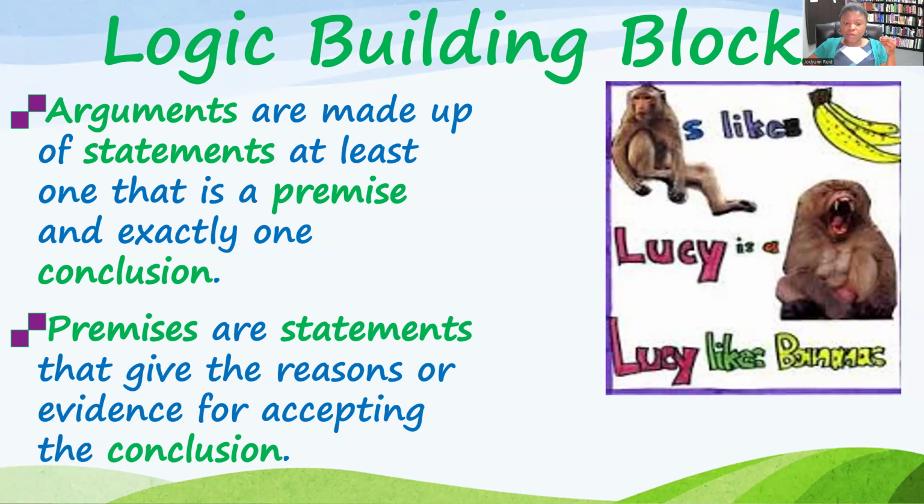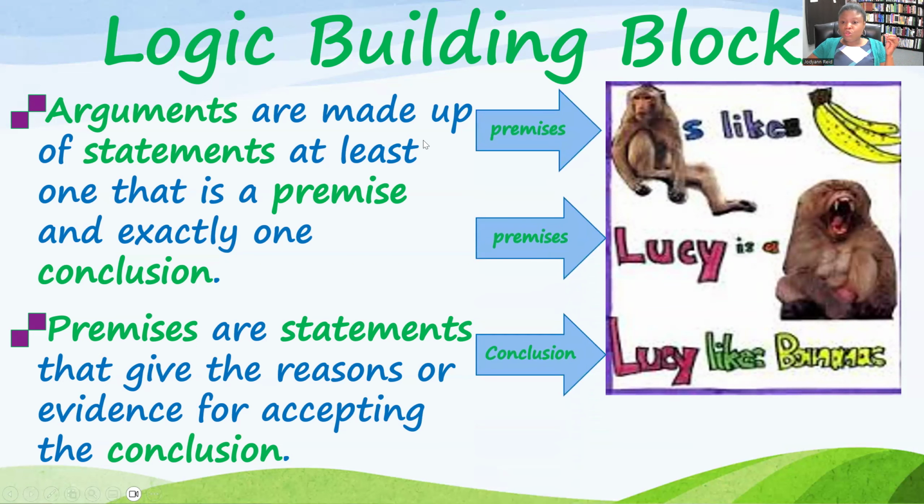The other thing that I want you to use this example to refresh is that two of these statements are functioning as premises. Why? Because they are giving you the reasons for accepting that Lucy likes bananas. And the conclusion that you should accept, if you follow the logic of the premises, is that Lucy likes bananas. I hope that this is as clear as it can be.